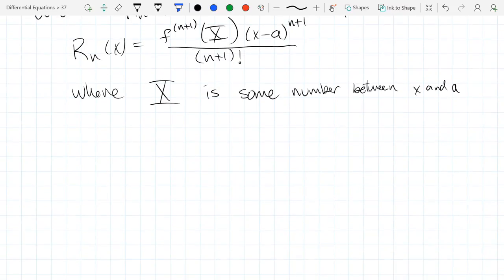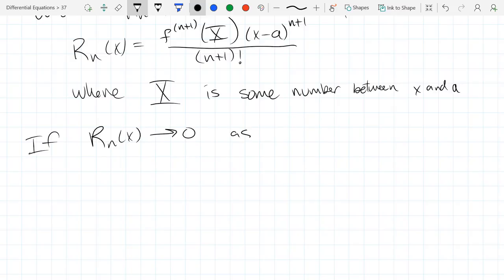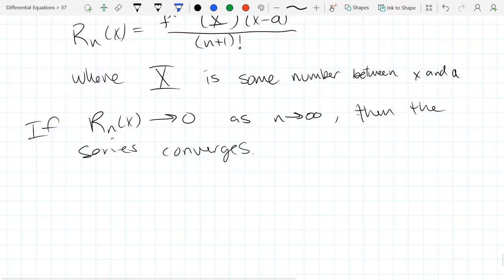Another thing: if Rn of x approaches 0 as n approaches infinity, what does this mean? The remainder, if I kept going further and further along, gets smaller and smaller. This is another way to say this series converges at that x value. So if this is happening, then the series converges.